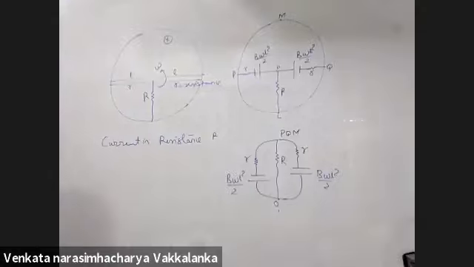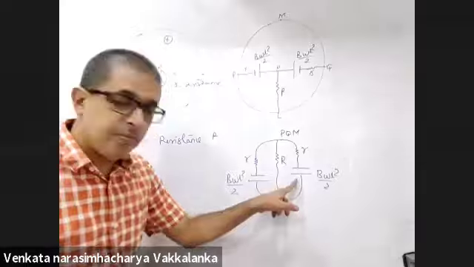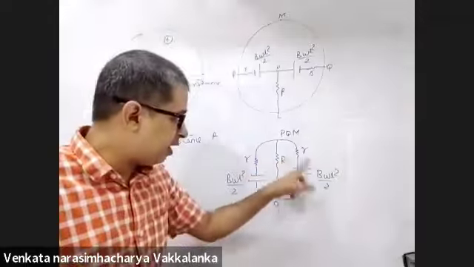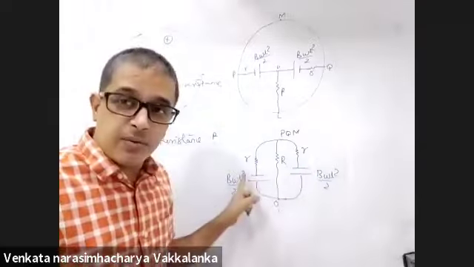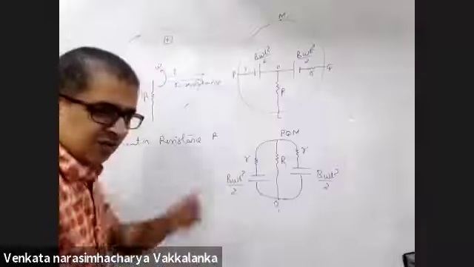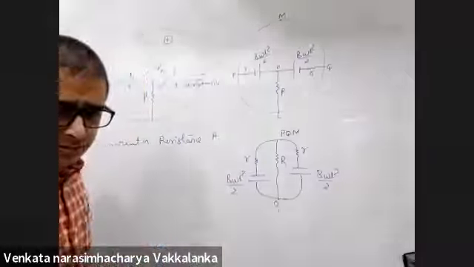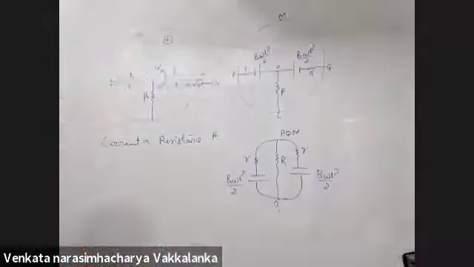Is your job much easier now? Two batteries in parallel: E1 R2 plus E2 R1 upon R1 plus R. Say something. Yes, sir.